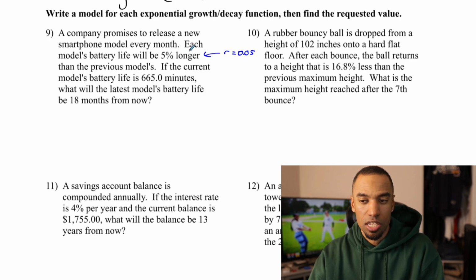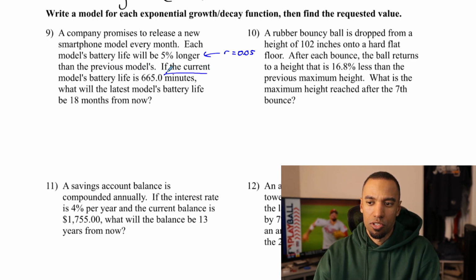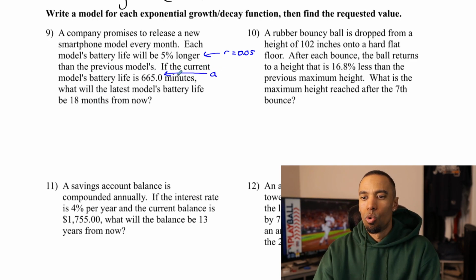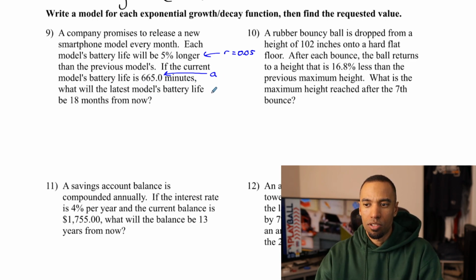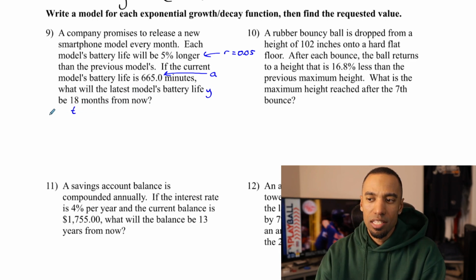That's your 5% as a decimal. Then the previous models. If the current model's battery life is 665 minutes, that's our A value. What will the latest model's battery life be 18 months from now? What's the Y value, the final amount after t equals 18 months? So that's kind of how it works here.